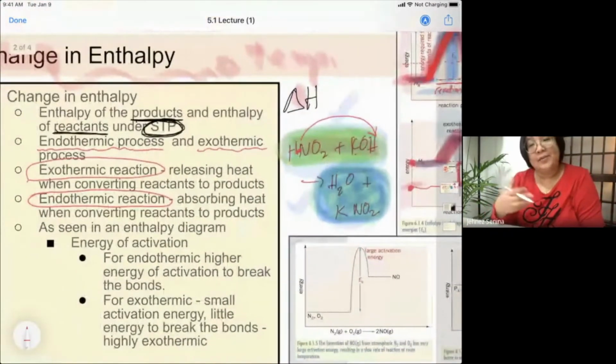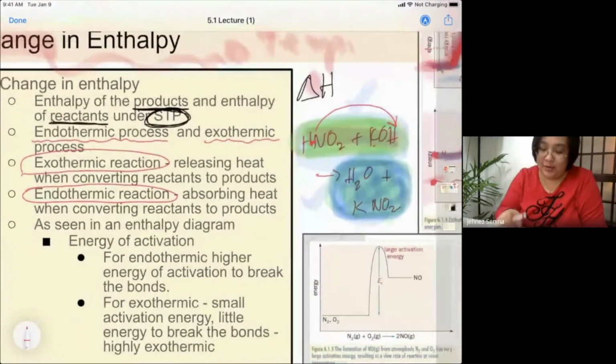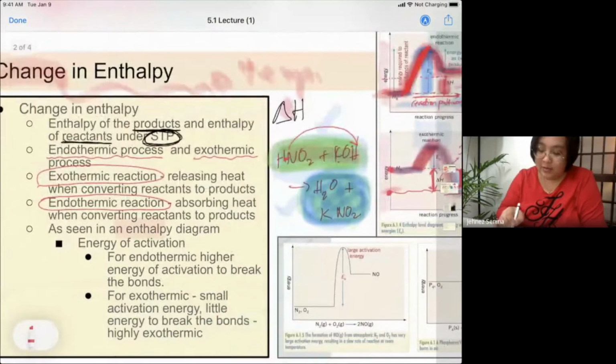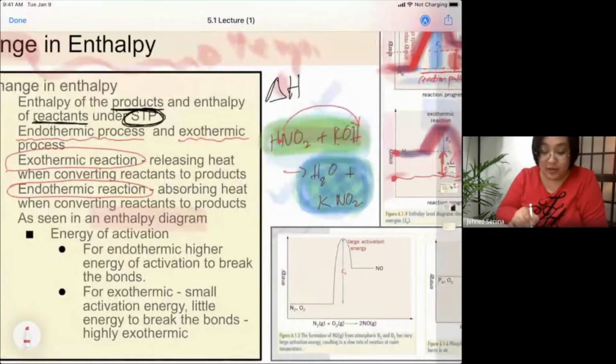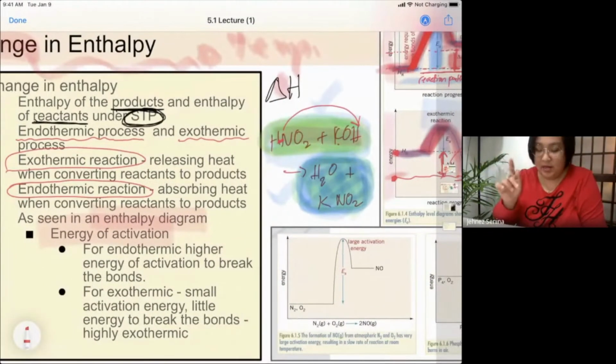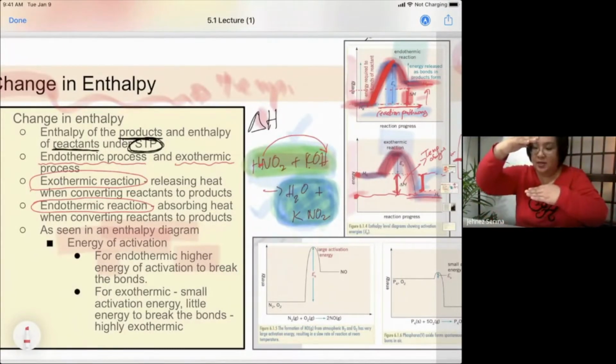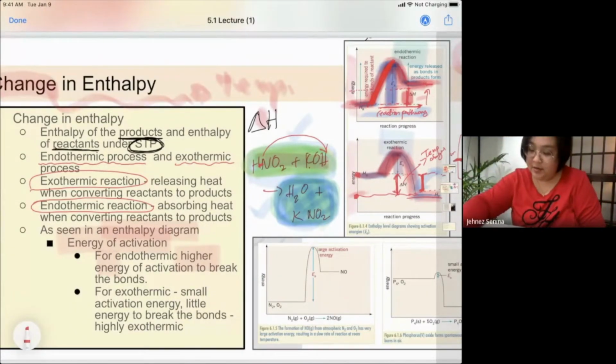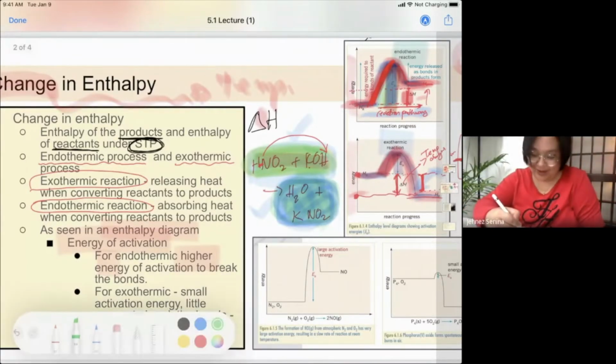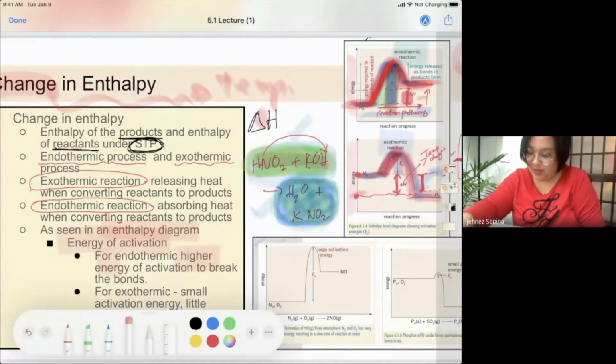Okay. Let's make this a little bit more practical, relatable. So we've seen the enthalpy diagrams already. Check for endo and exo. Both of them have energy of activation. For endothermic reactions, I've emphasized that it has higher energy of activation. I drew it earlier, right? There's a higher mountain, like from here to here. You can't see it anymore, it's smudged all over. Let's erase.